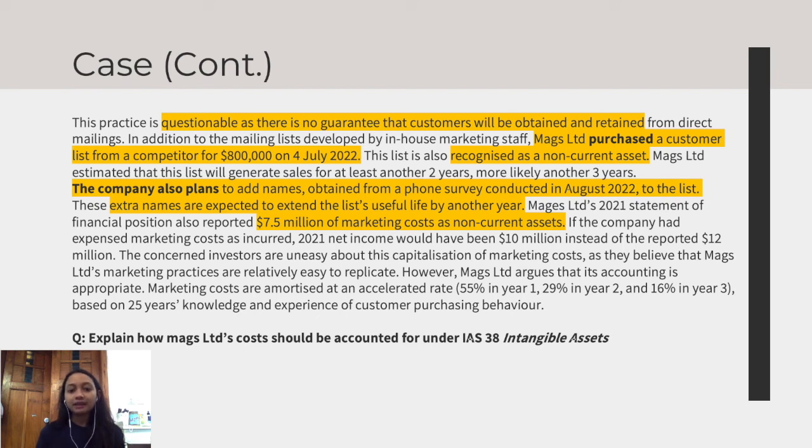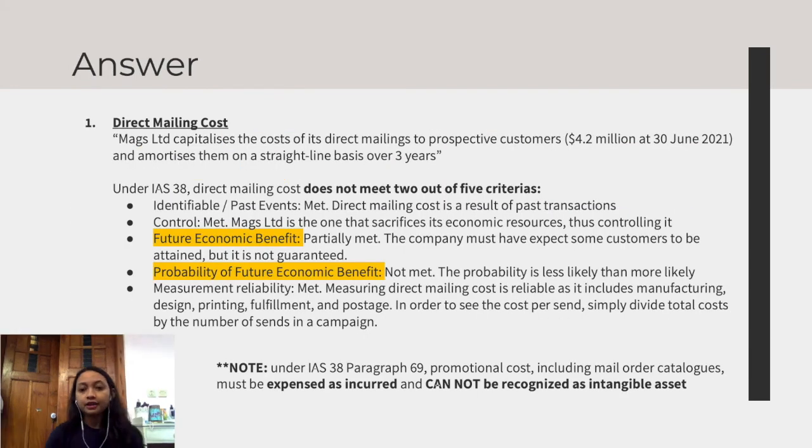So, Max Ltd's 2021 statement of financial position reported $7.5 million of marketing costs as non-current assets. The question is to explain how Max Ltd's costs should be accounted for under IAS 38 intangible assets. So first, I'm going to answer based on the direct mailing cost that the company incurs.